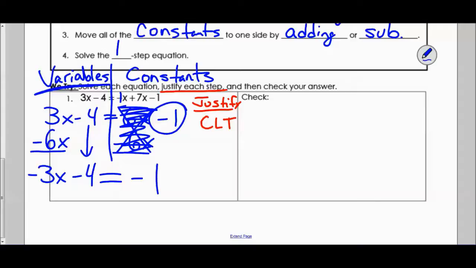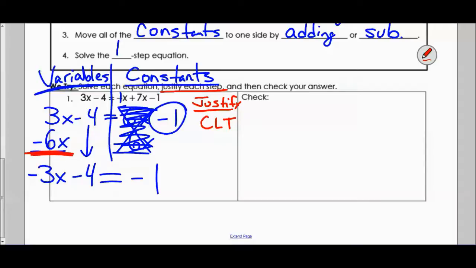Now I have a two-step equation that you might be able to solve on your own. According to our steps, we're just going to move all of our constants to one side. It's really going to be the opposite side of the variables. So it has to be on the right side here. Actually, let me go back real quick. I missed a step here.